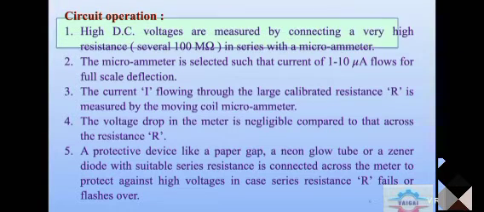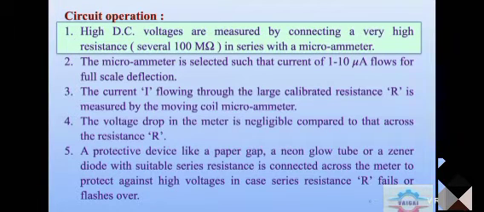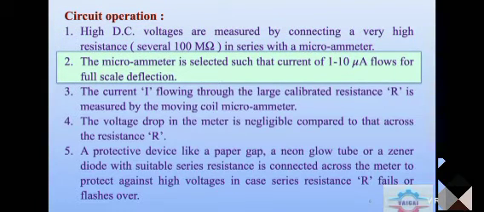Let us see the circuit operation. High DC voltages are measured by connecting a very high resistance, that is several hundred megaohms, in series with the microammeter. The microammeter is selected such that a current of 1 to 10 microamperes flows for full scale deflection.